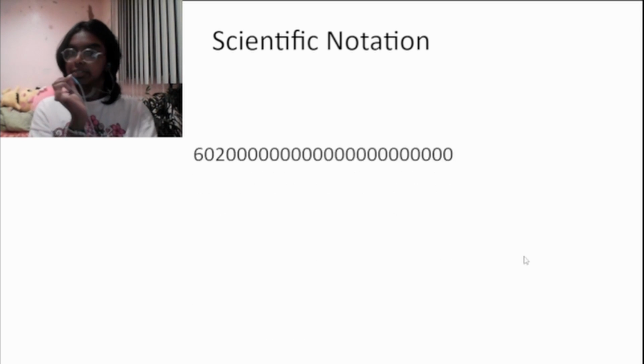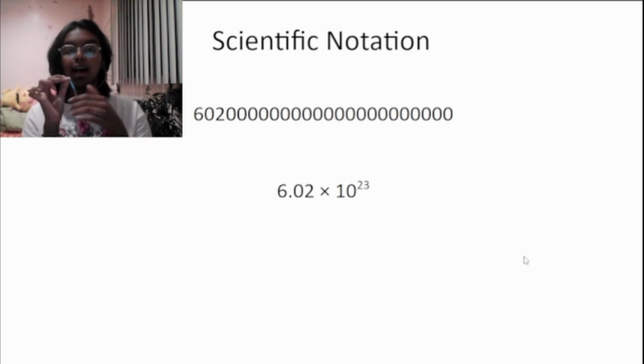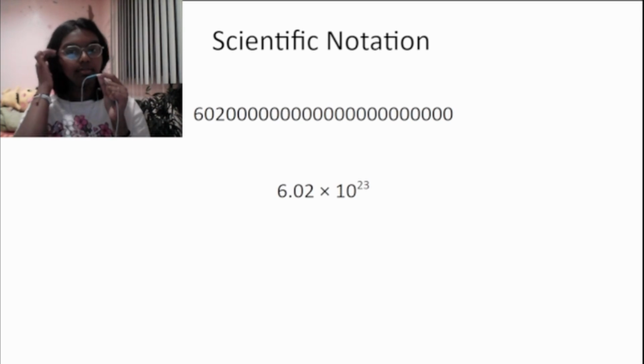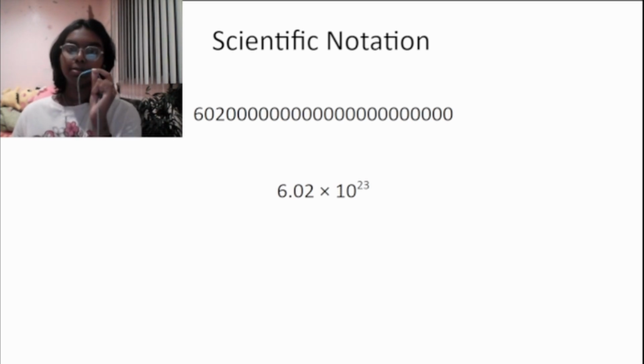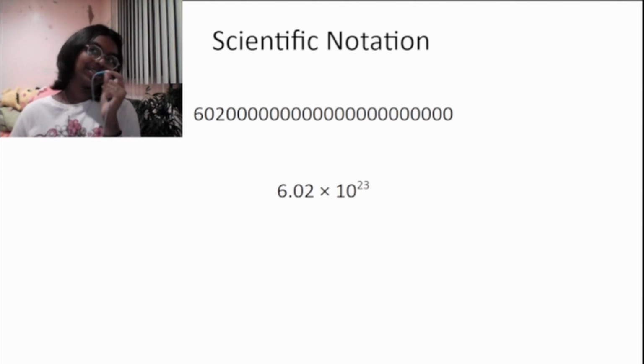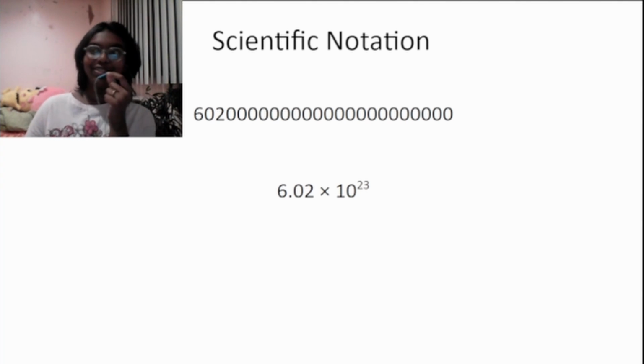Scientific notation. Scientific notation is also used in a lot of sciences too, because nobody wants to write out 5 billion zeros, or write out 5 billion decimal places. This is actually, I forgot what his name is, but pretty much this is the number of atoms that are in a mole, so that's pretty cool, I guess. You're going to learn that in a future unit.